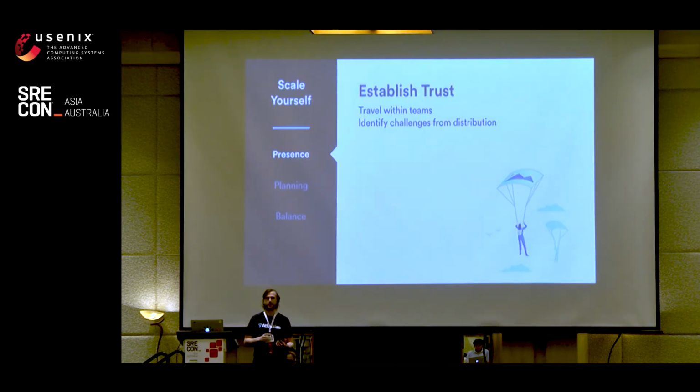So we've gone over some of the benefits of having a distributed model. We've gone over what is a distributed model. Next, I'm going to go through 3 items. These are presence, planning, and balance.